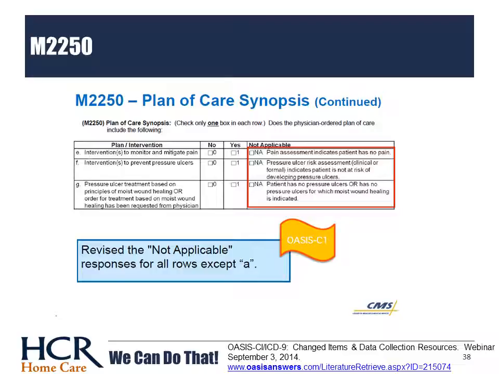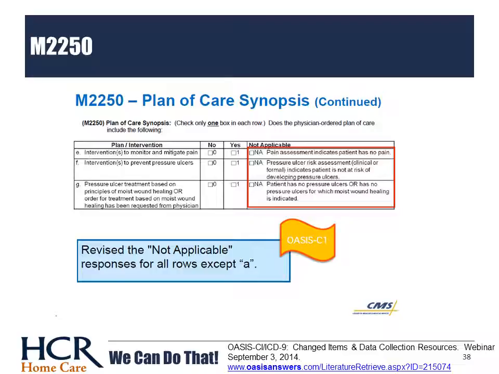You could choose NA for pressure ulcer prevention if the pressure ulcer risk assessment tool, clinical or formal, indicates the patient is not at risk for developing pressure ulcers. Again, in our agency, we are going to be using the Braden assessment scale on every patient to do a formal risk assessment for pressure ulcers. And if that tool indicates that there is no risk for developing pressure ulcers, here you can choose NA.